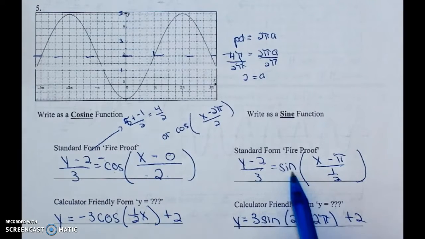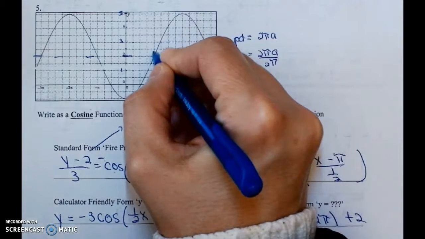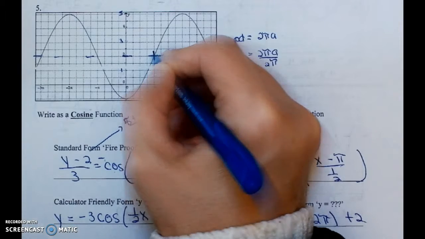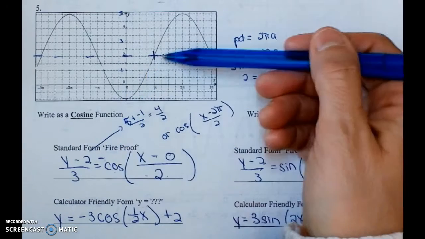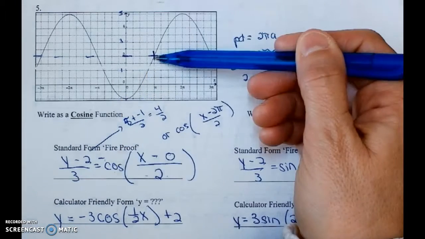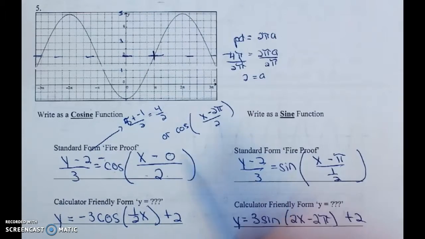Now if instead I wanted to do it as a sine, that means I need to shift it all the way to right here. That way the intersection of my phase shift and my vertical shift also intersects with that sine curve. So in that case, as I said, the vertical shift is still 2, and the amplitude is still 3.